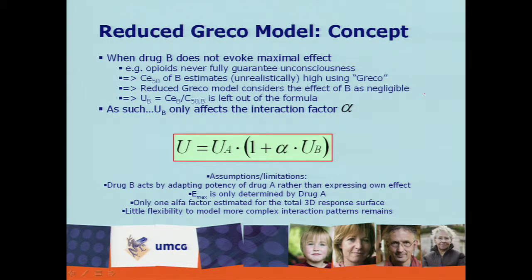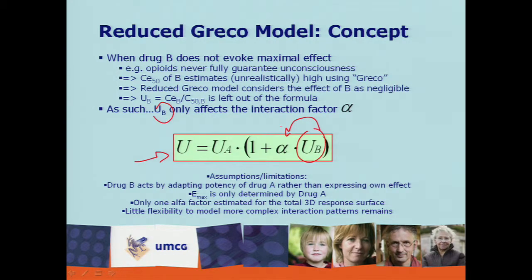So if you have a drug like an opiate, you have to modify your Greco model. And this was done in the literature. It's called the reduced Greco model, where in fact when you have a drug B that doesn't evoke a maximal effect, for example, an opiate, then that opiate, which is drug B here, only affects the interaction factor alpha, but it should just be left out of the formula. So then the reduced Greco model gets an approach where drug A is the drug of importance, and drug B is only affecting the interaction factor alpha.